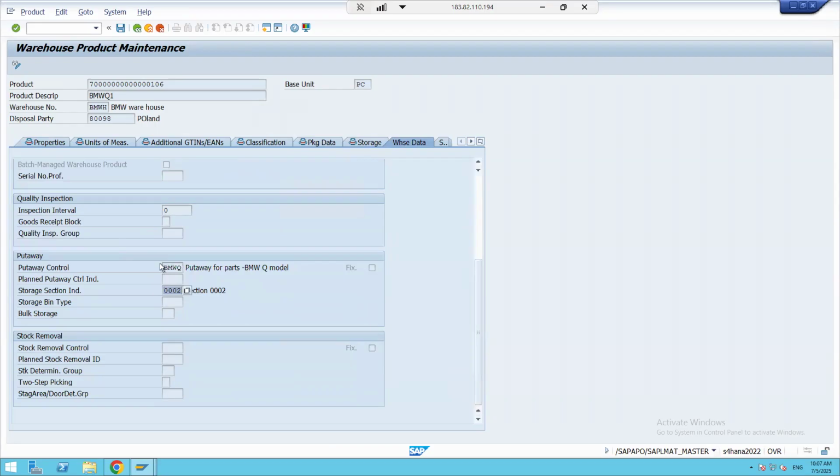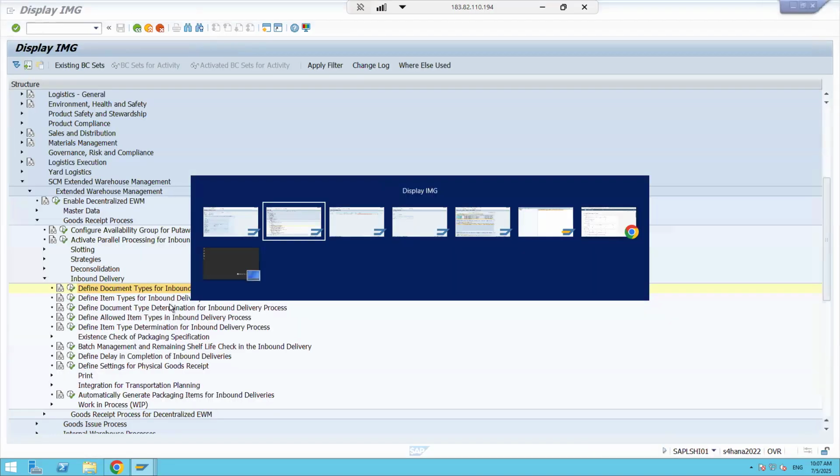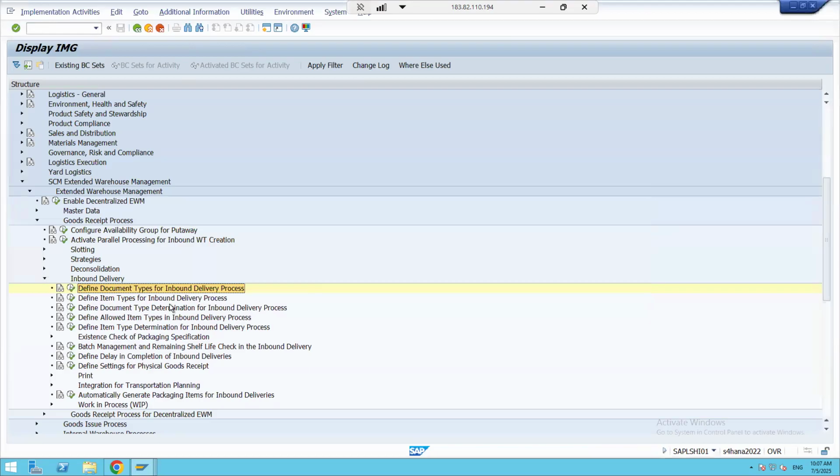So this is the main control actually, the put away control indicator and the storage section indicator. Based on these things only, the controls will happen, which storage type and which storage section you can do the put away. Now, I would like to understand mainly at bin level now.